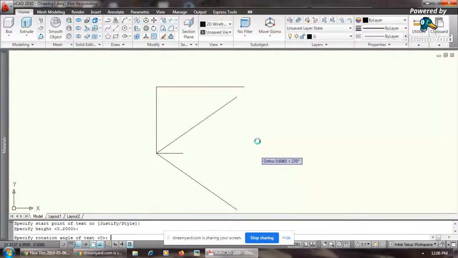Simple graph paper you have to take. Simple graph paper, vertical, you have to take so that you will get a smooth curve.